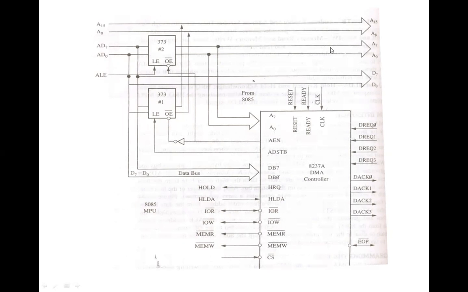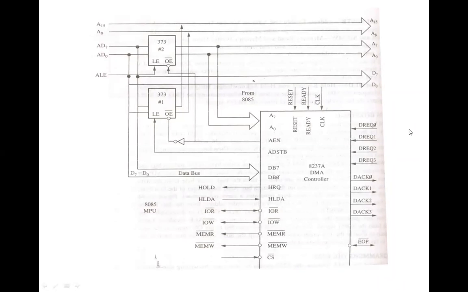And once this entire address is available on the address bus, the 8237 DMA controller sends a data acknowledge signal to that particular device which has made a request.